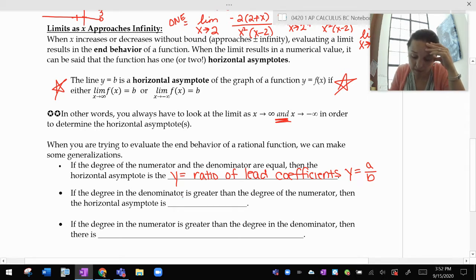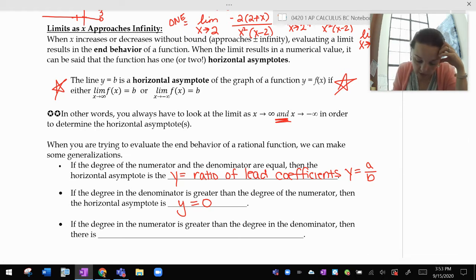If the degree in the denominator is greater than the degree in the numerator, then the horizontal asymptote is y equals 0. And if the degree in the numerator is greater than the degree in the denominator, then there is no horizontal asymptote.